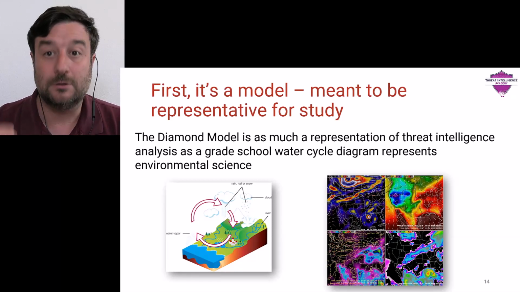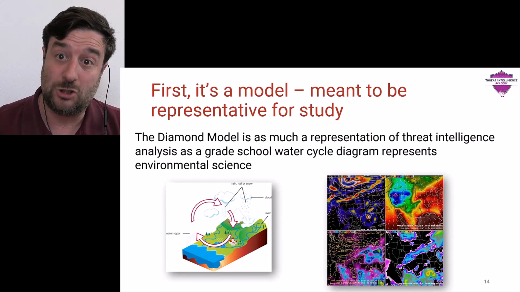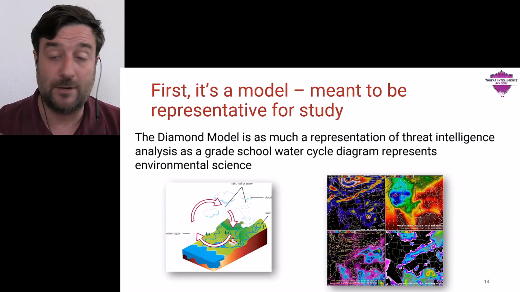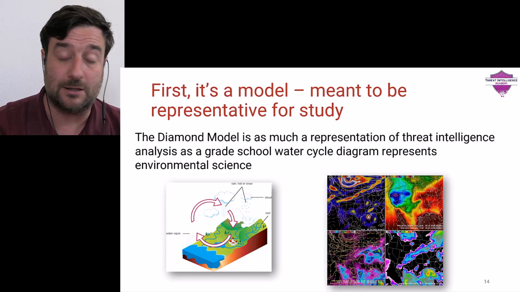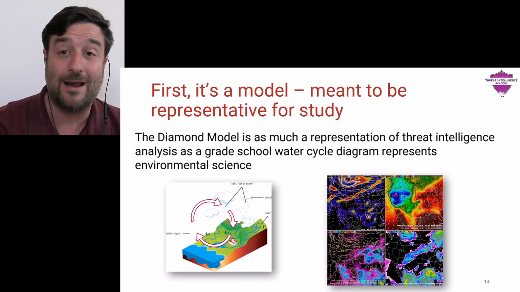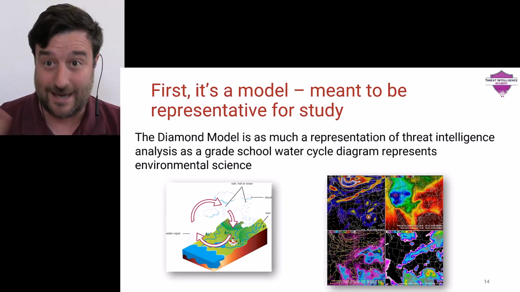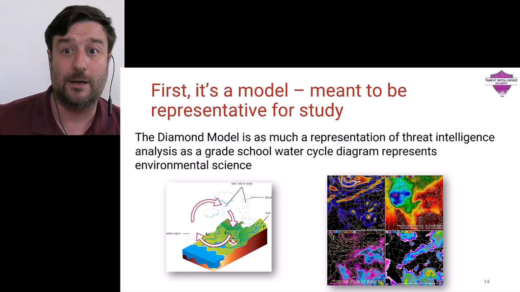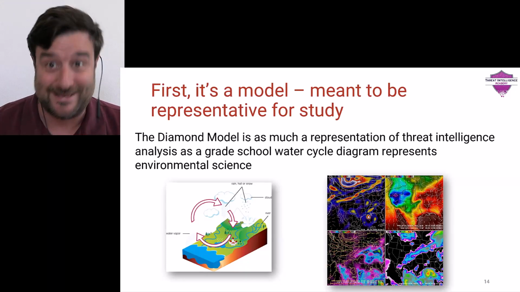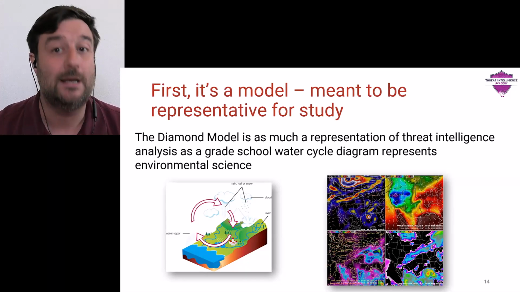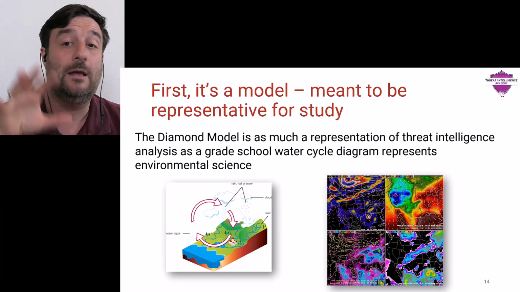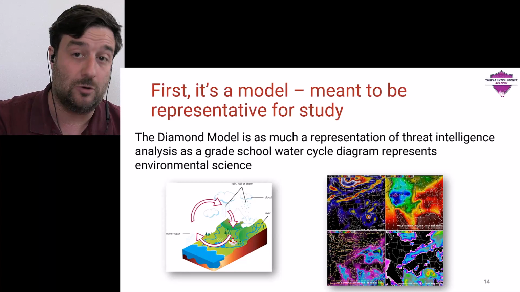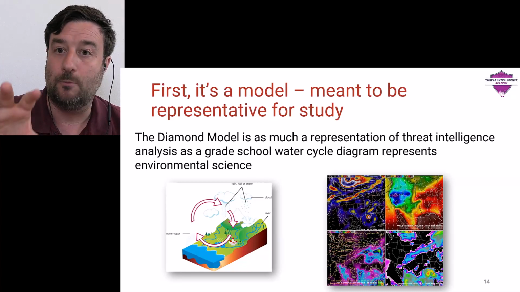So the diamond model is a representative feature of something we study. It's very much like your standard science models. You can look at the model here on your left and say, oh yeah, that's the standard water cycle that we all basically learned in elementary school. Water goes up, water comes down, right? It does that repeatedly. Or you can look at the right and you can see these meteorological weather charts.